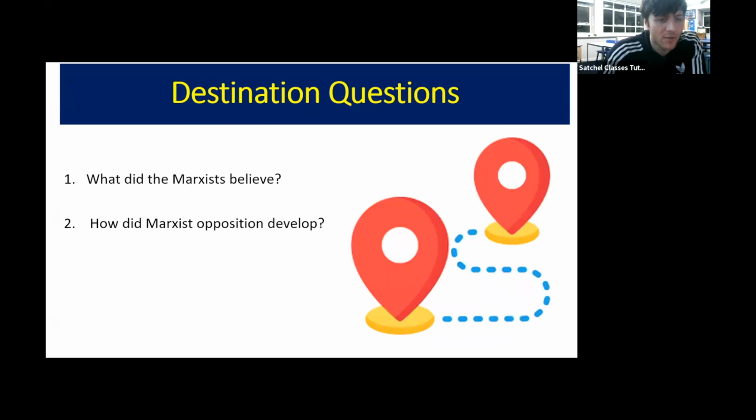So we've come now to the end. Let's just remind ourselves of where we've been. We've been thinking about what did the Marxists believe, what was their actual program of scientific socialism that Marx and Engels came up with. And then we've also looked at how did Marxist opposition develop? So how did the RSDLP grow and how did it split into the Bolsheviks and Mensheviks?